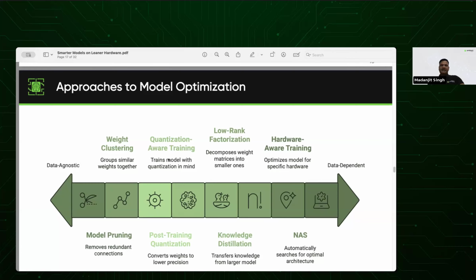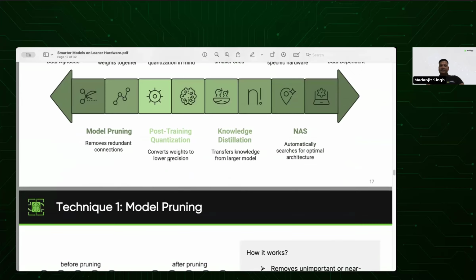Knowledge distillation is the training of a small student model using a larger teacher model. Low-rank factorization is a mathematical function. Neural architecture search, or NAS, is very common, and it creates a compact architecture for your use case. Hardware-aware training is where, based on the hardware, you can optimize your training process. Okay, let's see what each of them does.